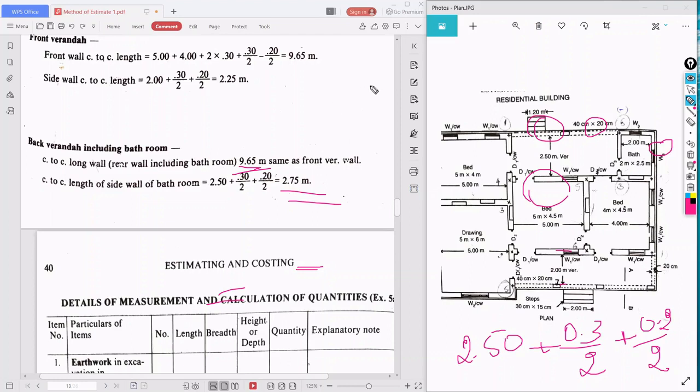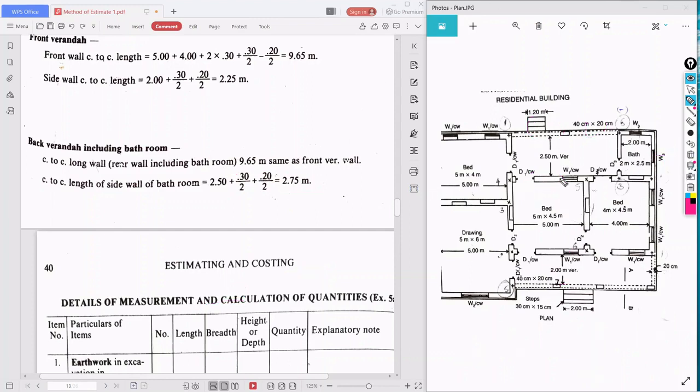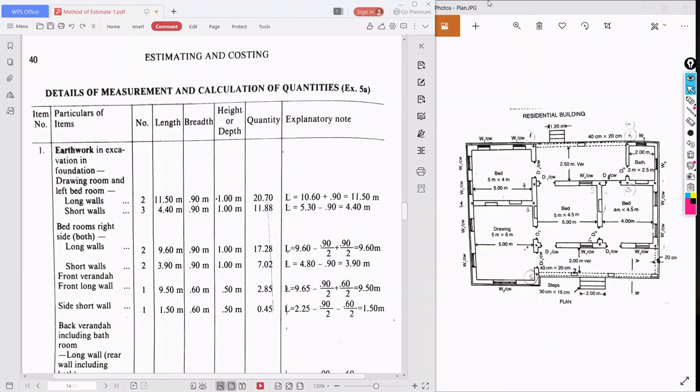So up to this, we have just calculated the center to center distance of this full residential building. Now the full building is considered. Now we will draw the details of measurement and calculation of quantities form: item number, particulars of items, number, length, breadth, height, quantity, and explanatory note. After the explanatory note, here we will show how the length has been measured.